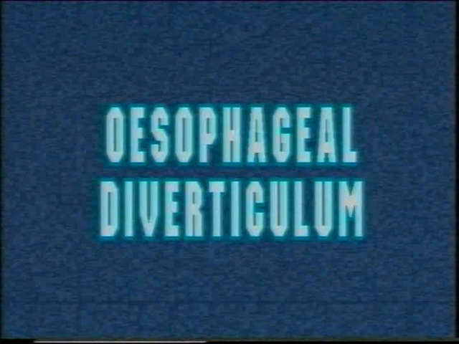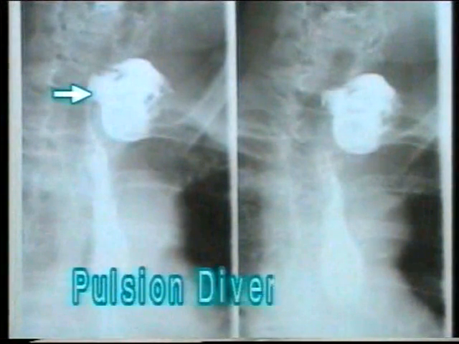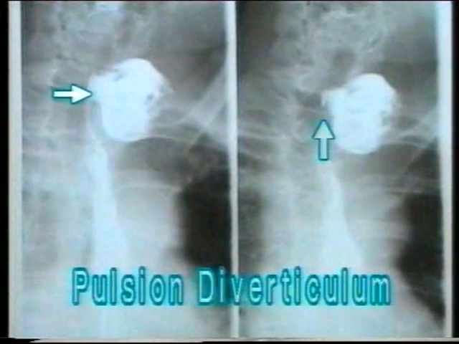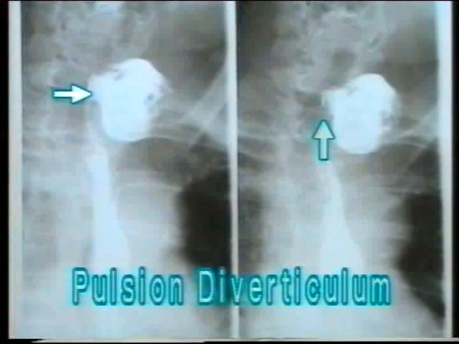Esophageal diverticulum. The esophageal diverticuli are of two types: pulsion diverticulum with a narrow neck and traction diverticulum with a broad neck. Now note this small diverticulum with a narrow neck and a broader diverticulum. This is a pulsion diverticulum due to pouting out of the mucosa. It is not covered by muscle layers.